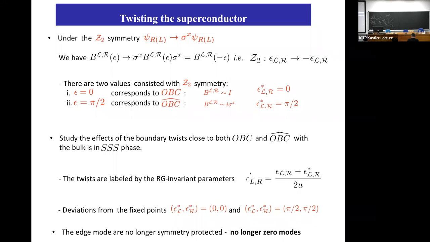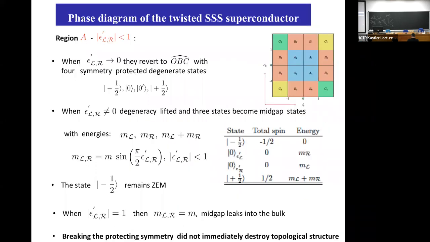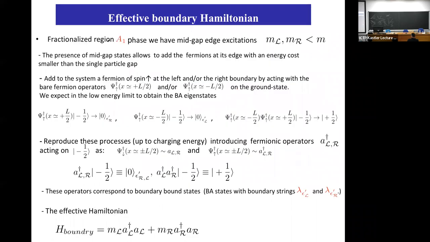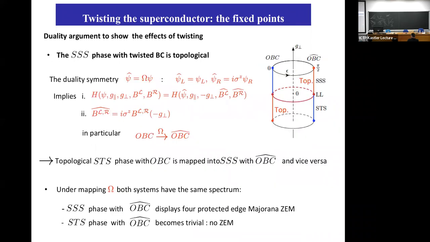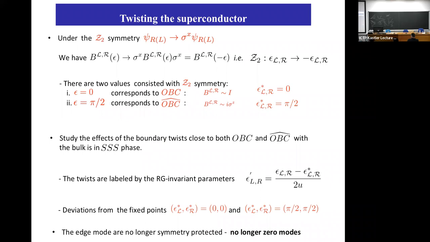As a result, you see there are only two values of epsilon which are consistent with the Z2 symmetry. Either epsilon is zero, which corresponds to the open boundary condition with no fields, or epsilon is equal to pi over two, a fixed point, which corresponds to a field acting on it. So by applying a field, I can flip the sides. These two values, zero and pi over two, are eigenvalues of the Z2, and they are RG invariant parameters.